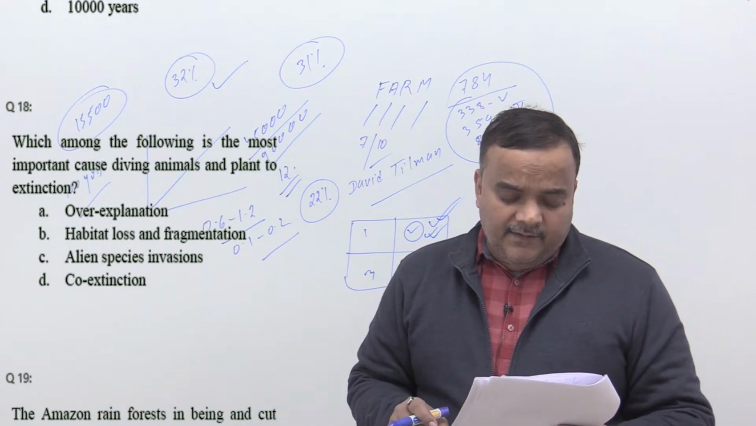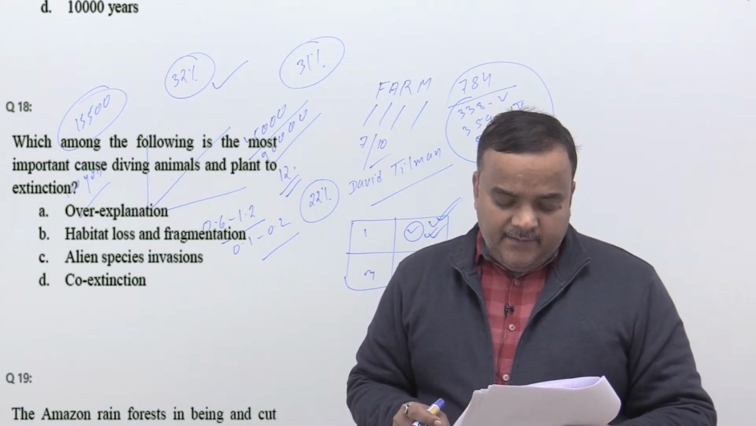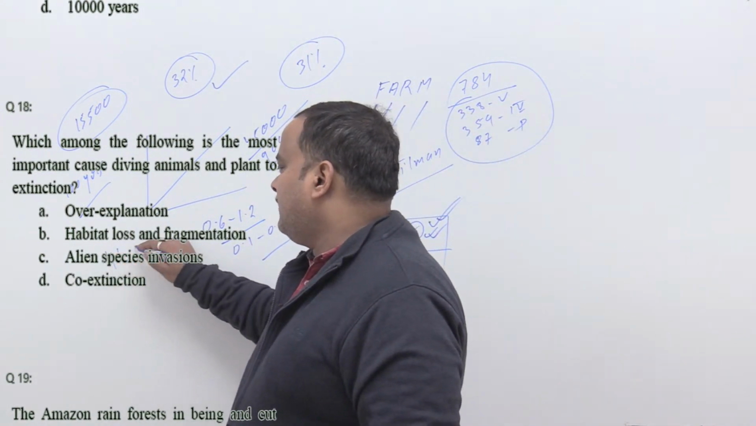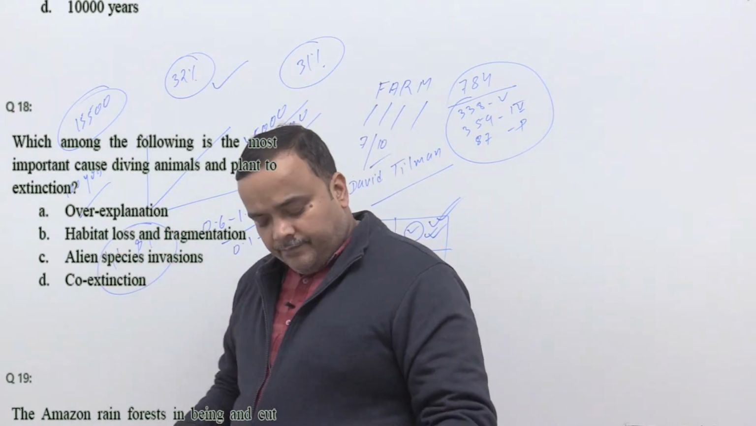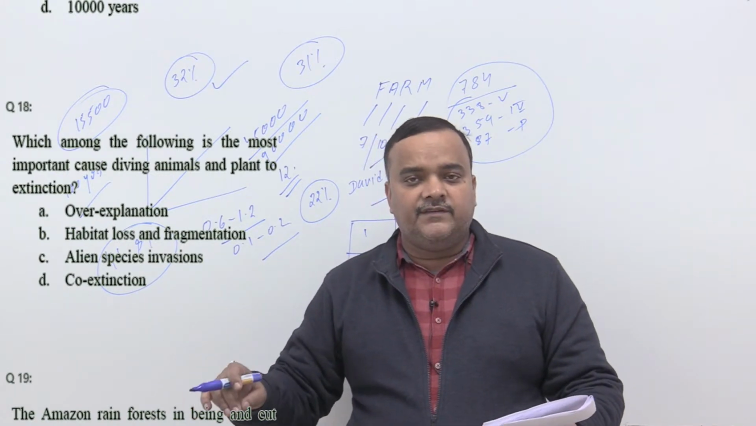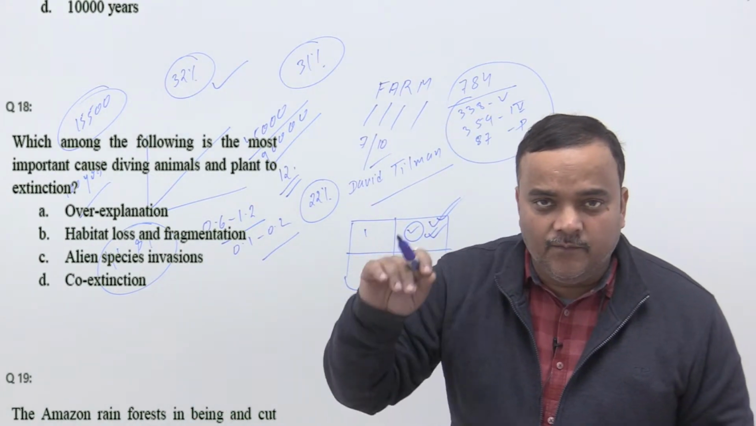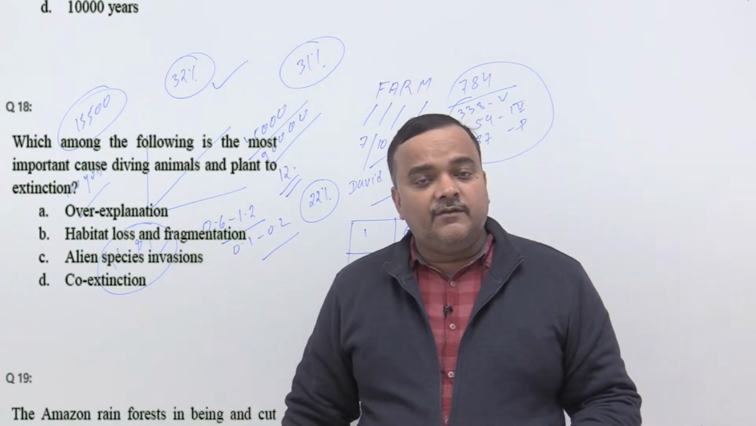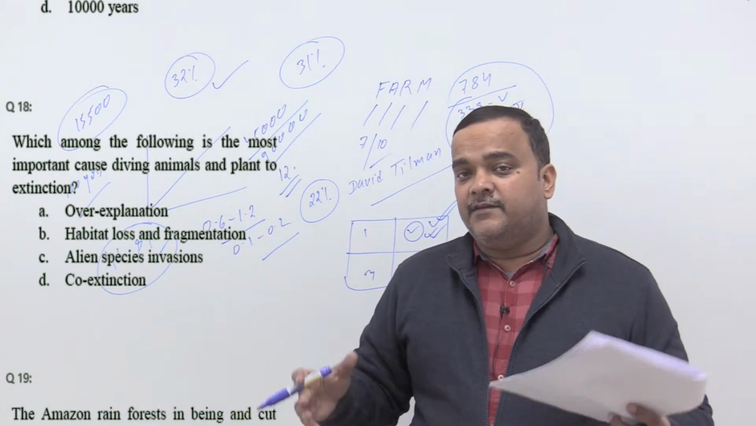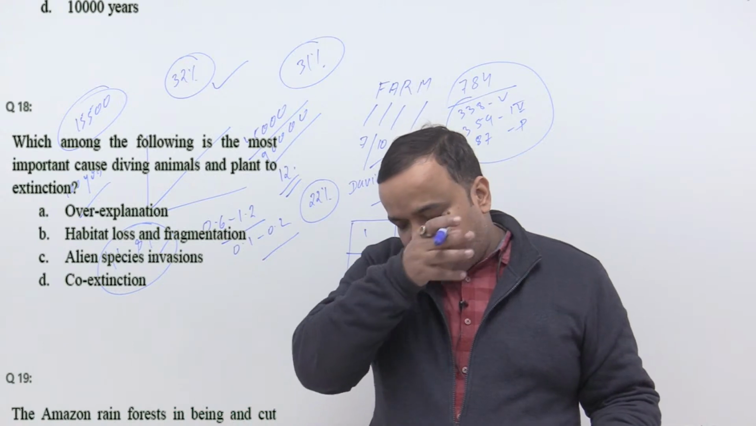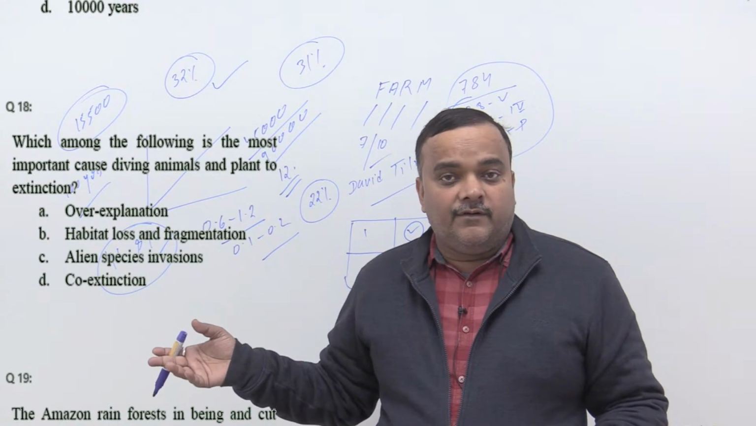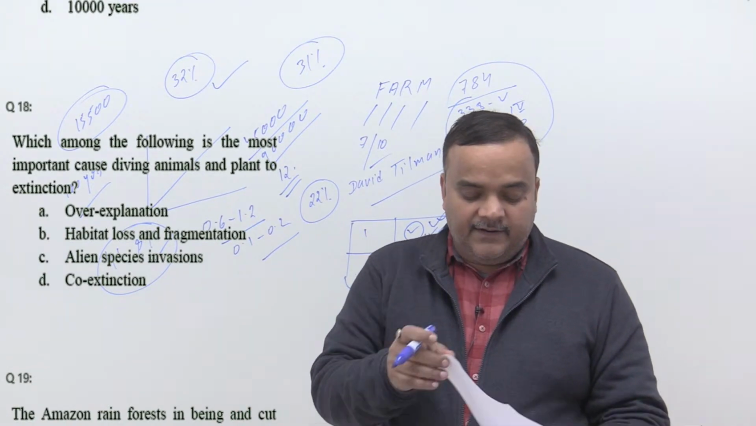Now, next question, 18. Which among the following is the most important cause driving animals and plants to extinction? The most important cause is habitat loss and fragmentation. All these choices are causes: overexploitation, habitat loss and fragmentation, alien species invasion, and co-extinction. All four together are referred to as the evil quartet. But the most important one is habitat loss and fragmentation. In this, we convert a large geographical area into small patches or fragments. It mainly affects those individuals which require a large area or large territory or have migratory behavior. So this is the main cause of biodiversity loss. The answer will be second, habitat loss and fragmentation.